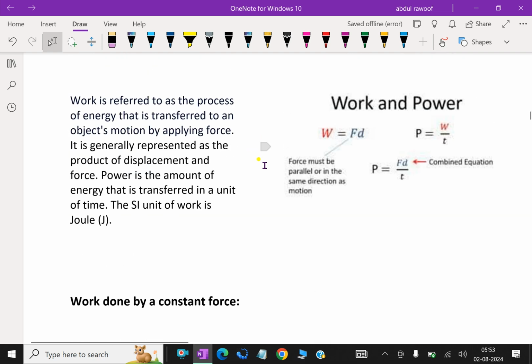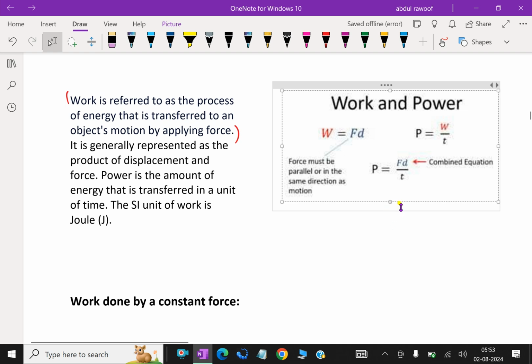In physics formulae and their explanation, let us discuss the formulas of work, power and energy. Work is referred to as the process of energy that is transferred to an object's motion by applying force. Therefore, work is force times distance. Power is W by T. Work by time is power. Power can be written further, P equal to Fd by T.